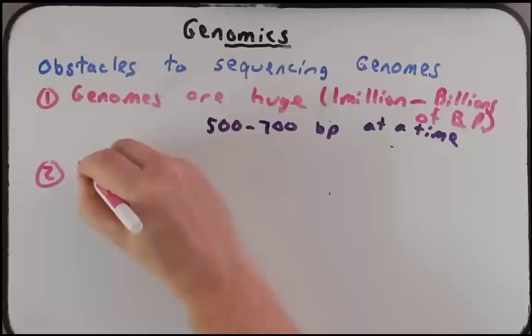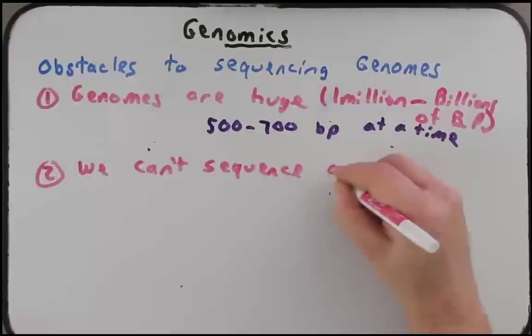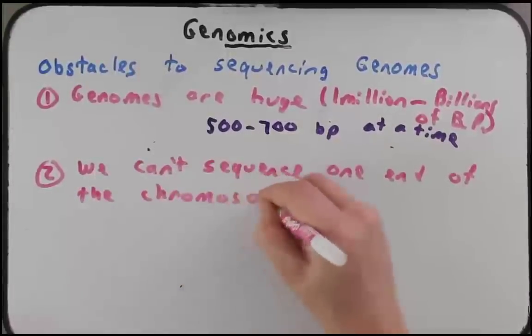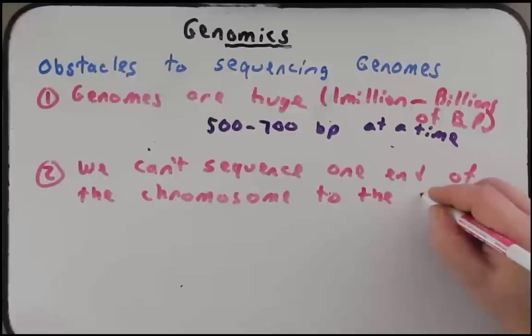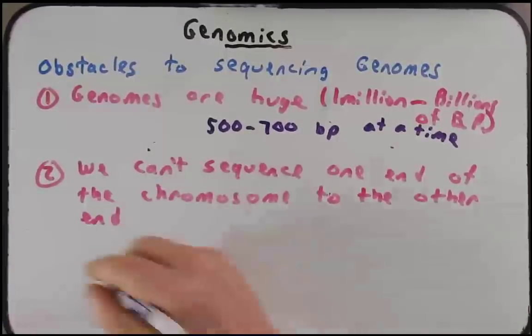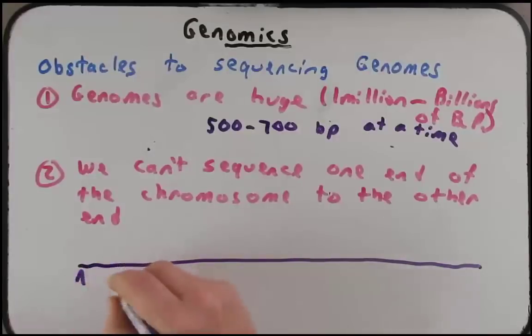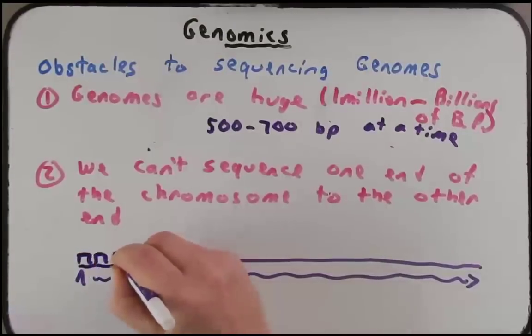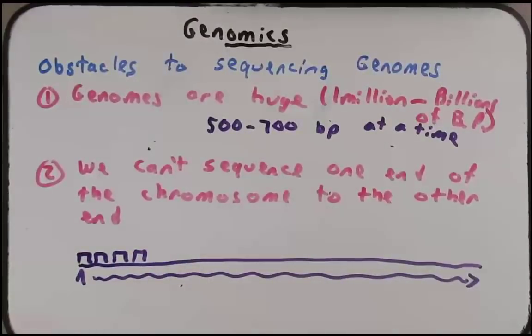Another problem: we can't sequence from one end of the chromosome to the other end. If we have our chromosome here, we can't just begin sequencing here and collect data all the way till the end. It just doesn't work that way. There are regions of the chromosome that, for a variety of reasons, are difficult to sequence. So you really did just have to chop it up, as I described up here, and sequence small little chunks of this genome at a time, and then try to piece them together. And so another obstacle to this whole process was technology.